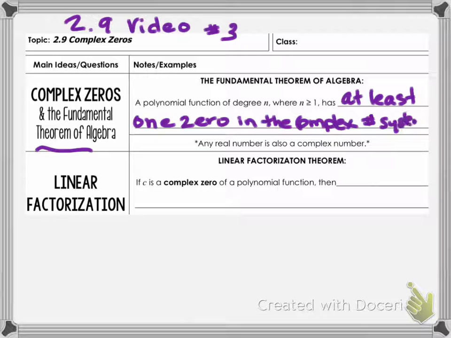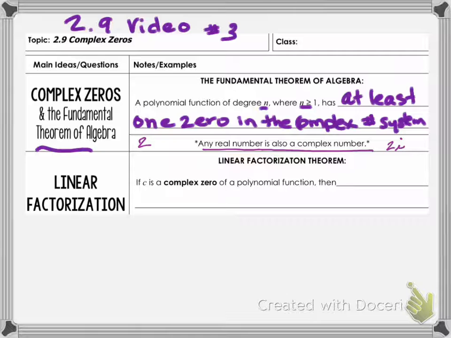Because any zero is in the complex number system, like the number 2 is in the complex number system. But it's just saying, hey, they have to have a root. Any function that has a degree n, where n is greater than or equal to 1, has to have at least one zero in the complex number system. Any real number is also a complex number, and that's what I've been saying. Like 2 is a complex number, just like 2i is a complex number, because complex numbers are any number you can write.